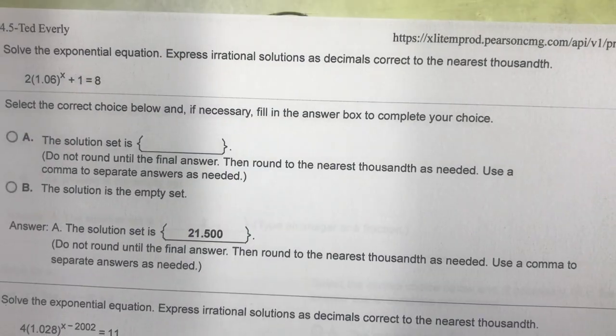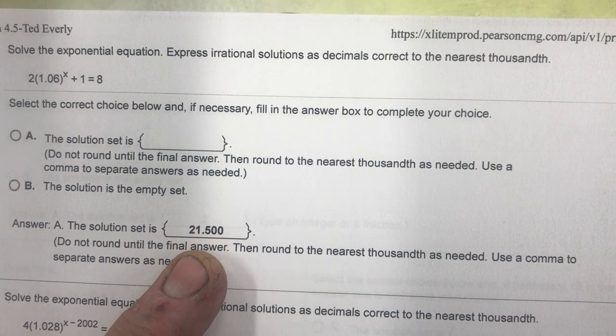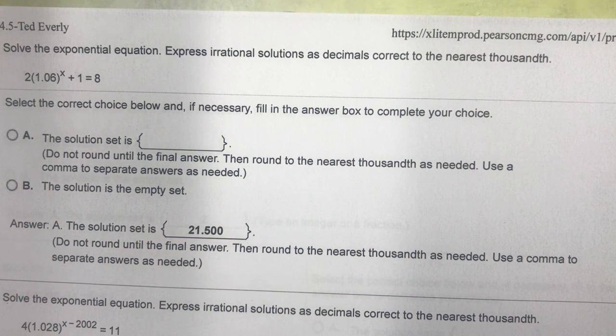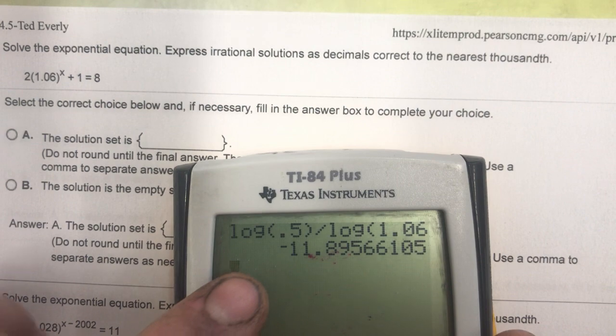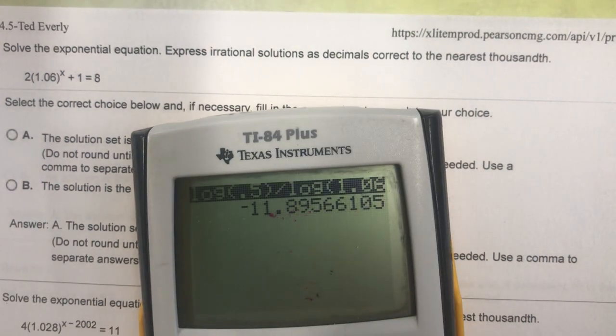And, oh man, we didn't get that right. Okay, here's why. I did 0.5 right there. I didn't hit my 3 very good. So let me go back up in there.